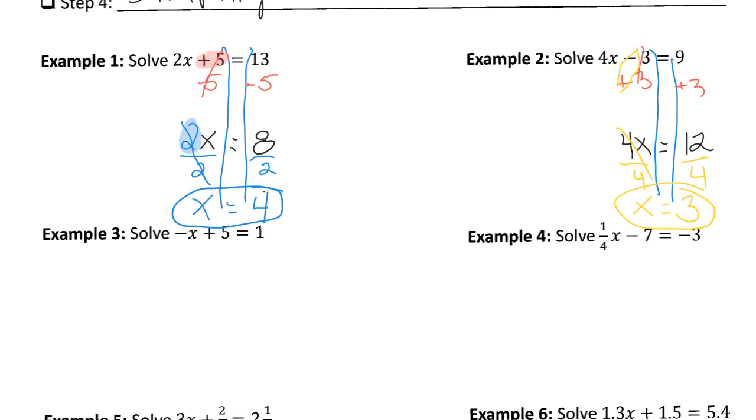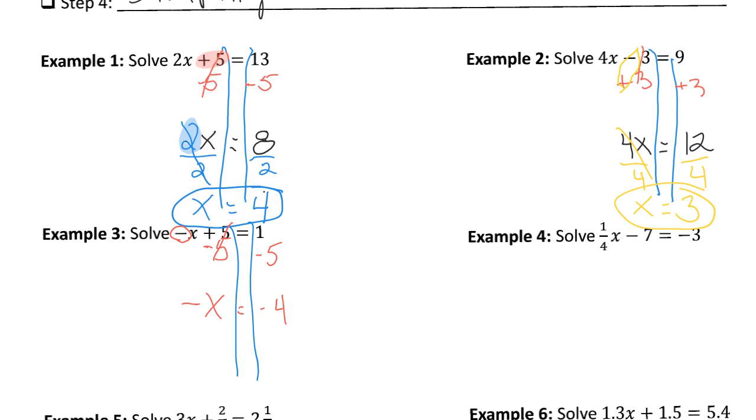Okay, so let's look at example 3. We're always going to start by drawing the river. Okay, river, check. Pardon me. Now we're going to do the opposite of our addition, which is subtract 5. Okay, when I subtract 5, I'm left with negative x. Not just x, but don't lose that negative sign. And then I'm left with 1 minus 5 is negative 4.